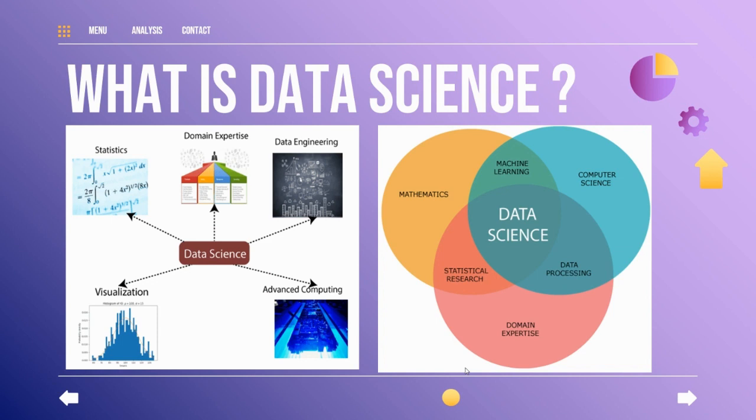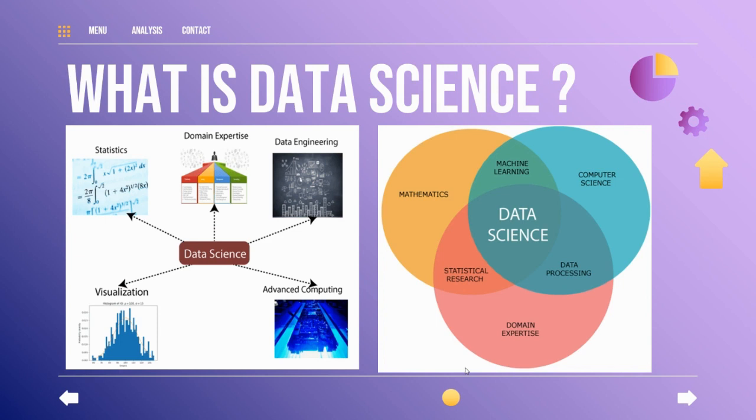Next is visualization. When creating a model, a data scientist must create a visualization so that he can create the model accurately. Next, advanced computing. The model which we are going to create must be well computed so that it will work efficiently. Next, in data science, there are seven major classes which we need to learn.